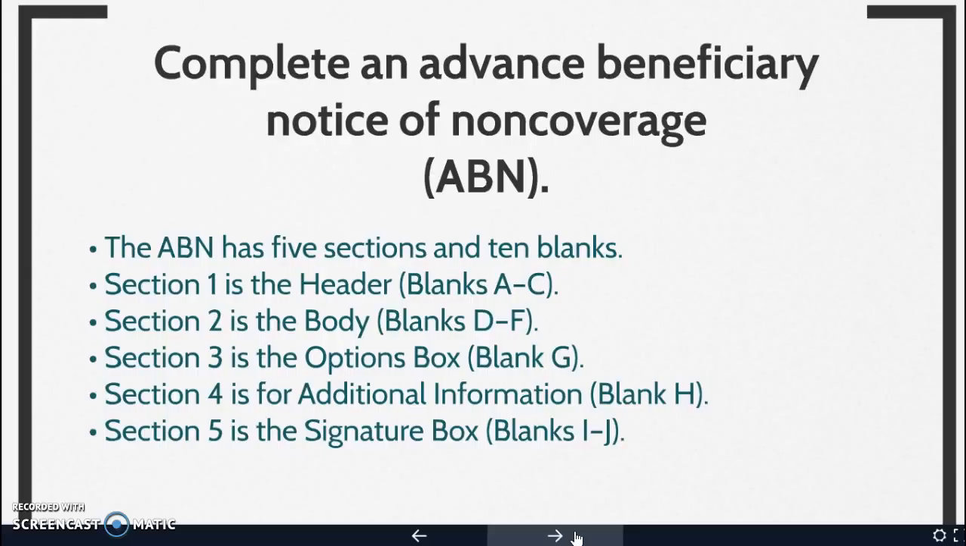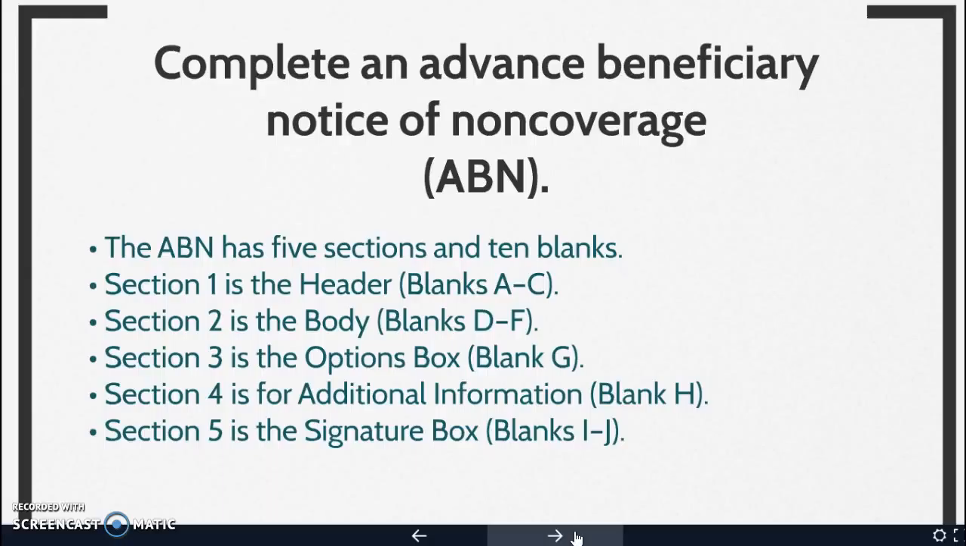Blank B is the patient name. Blank C is the identification number. This is an optional field. You can choose to enter an ID number for the beneficiary, such as a medical record number, that helps link a notice with a related claim. But you cannot use Medicare numbers or Social Security numbers on the ABN notice.